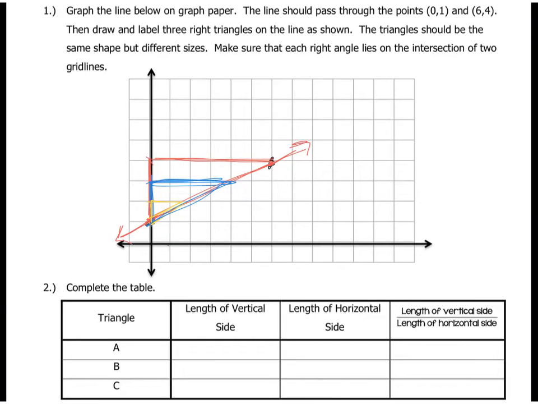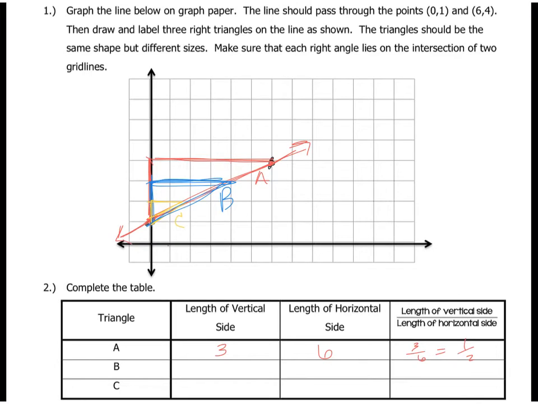And let's call the red one triangle A, let's call the blue one triangle B, and the smallest one triangle C. So triangle A, the length of the vertical side, the up and down side, is 3, the length of the horizontal side is 6. So vertical over horizontal is 3 over 6, which reduces down to 1 over 2.